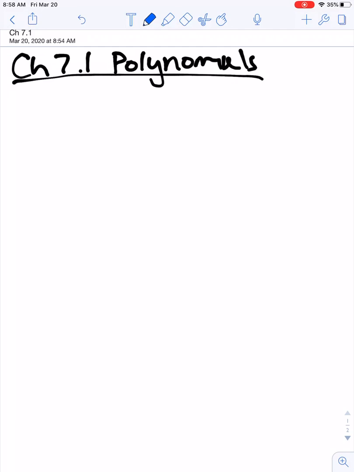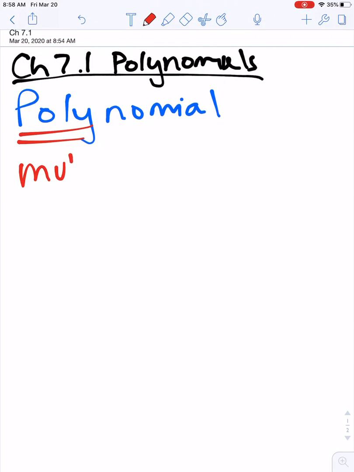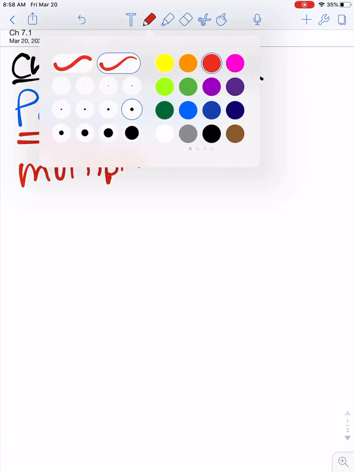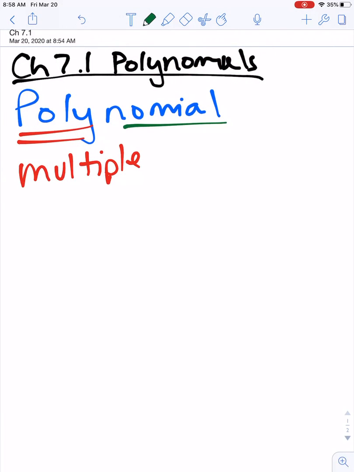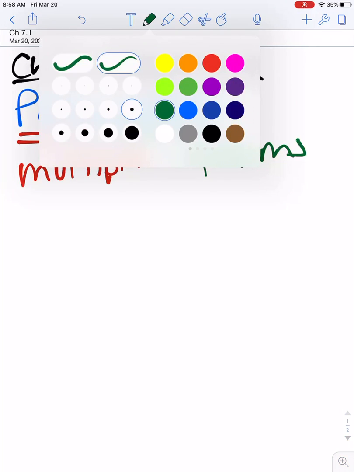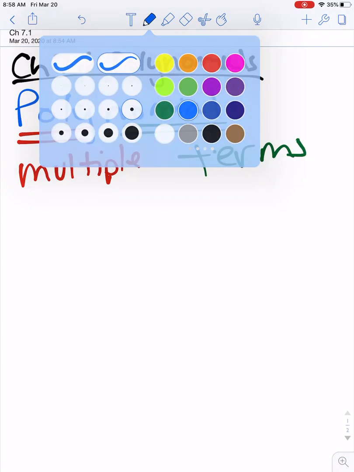So we're going to be starting with polynomials, and if you don't know, a polynomial is a function, alright? But it's a function that has multiple terms. Now, that's because here we have poly, which means multiple, right? And then we have nomial, and nomial means terms. So a polynomial is a function with multiple terms, all right?